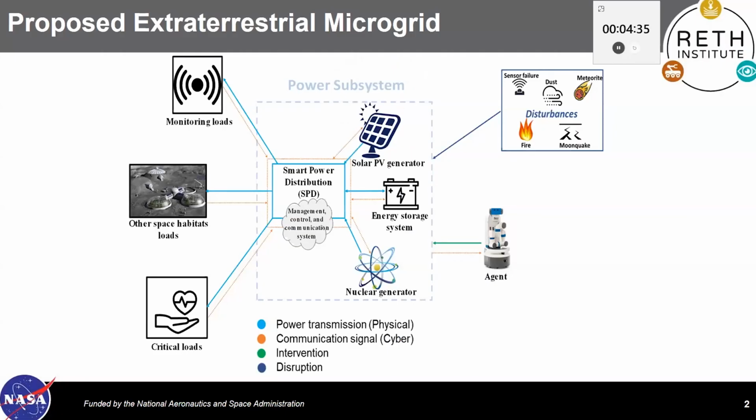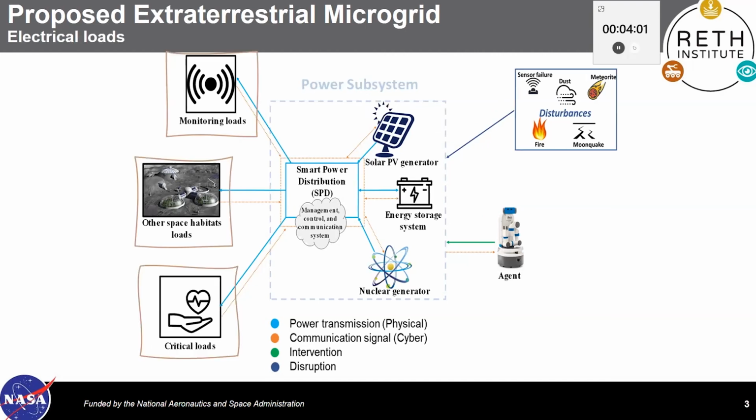To start with an overview of the power system for a space habitat, this is considered a microgrid because it consists of an interconnection between different types of loads and different generation units. It is controlled by a smart power distribution, and this power system is exposed to external disturbances that can affect its functionality and damage its components, which requires an agent or robotic intervention to be repaired. Next slide, please.